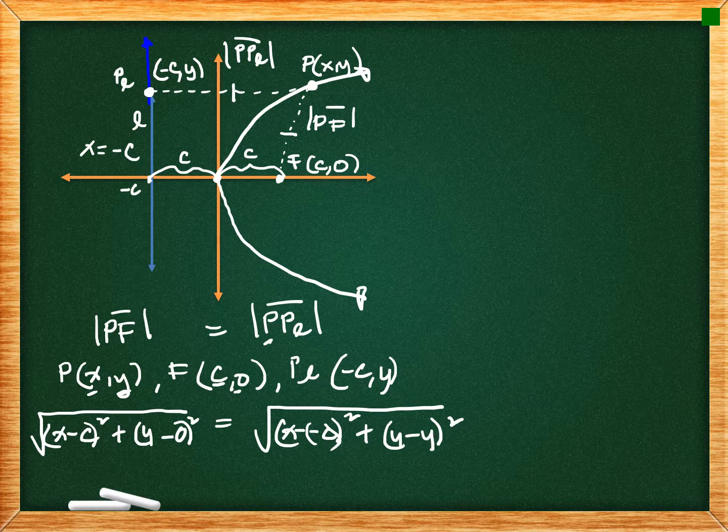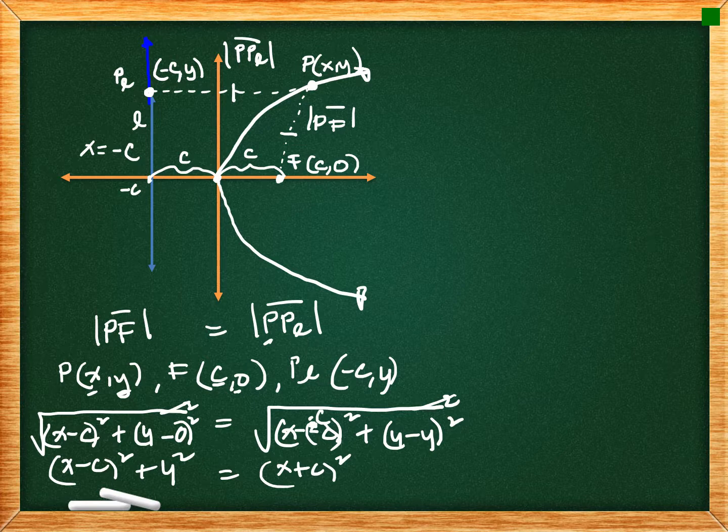So when we simplify this, we square both sides of the equation, so we can remove the radical sign there. And so we have X minus C quantity squared plus Y minus 0, which is just Y squared. This one becomes X plus C quantity squared. Again, this is negative C. Okay, that's negative C. And Y minus Y is just 0.